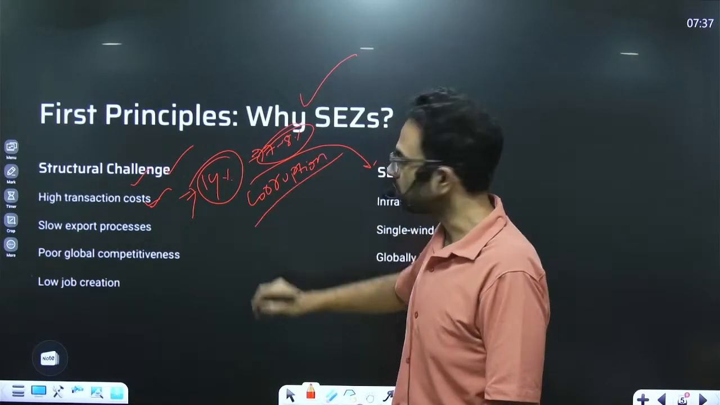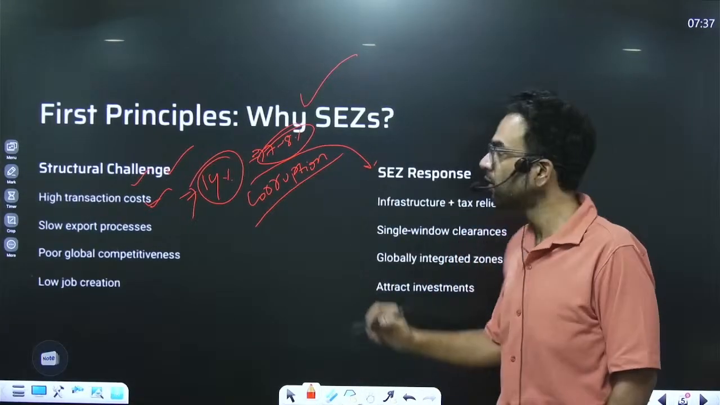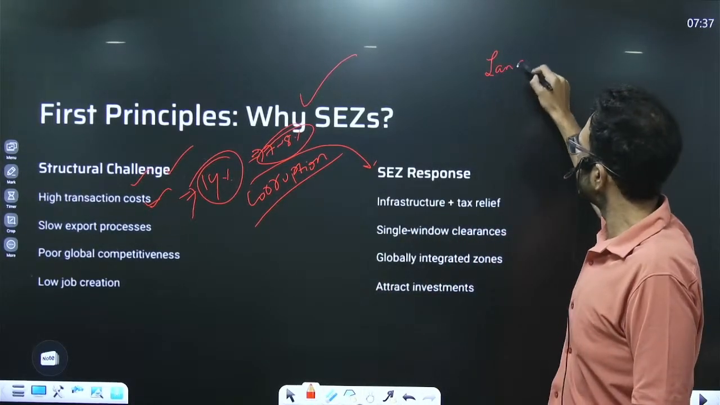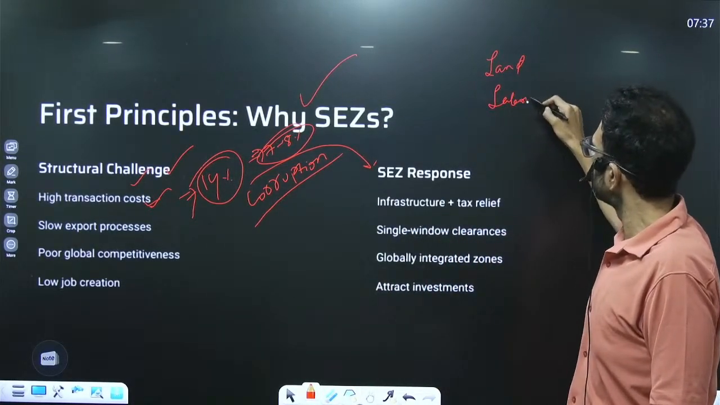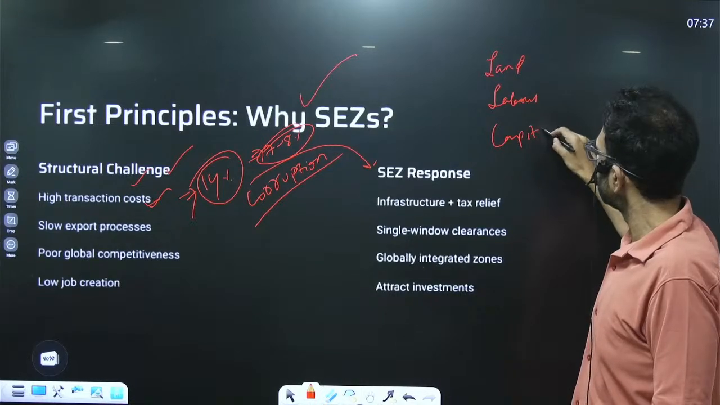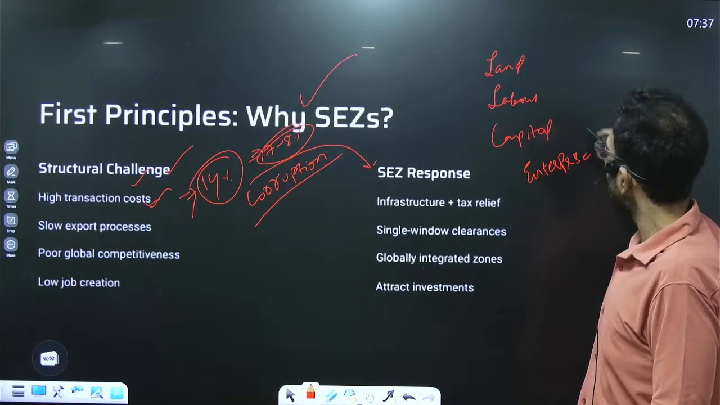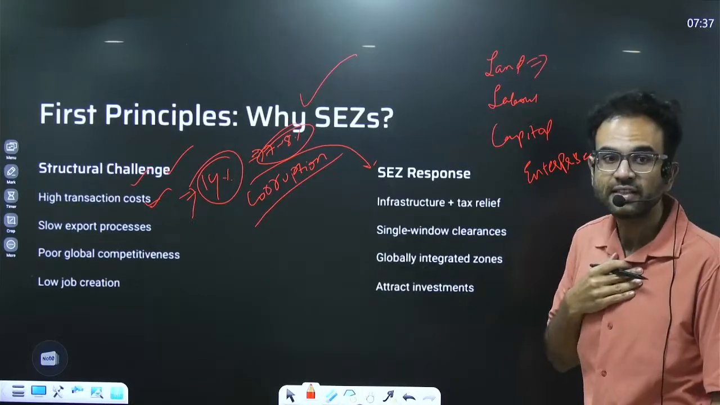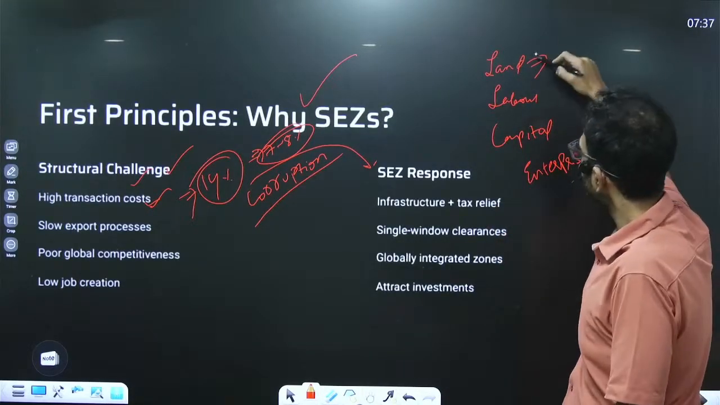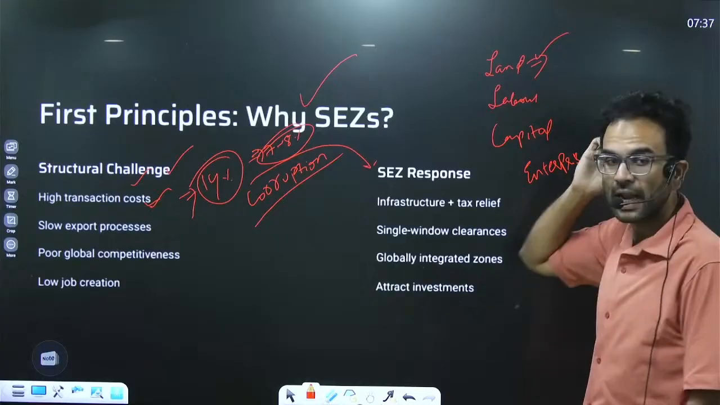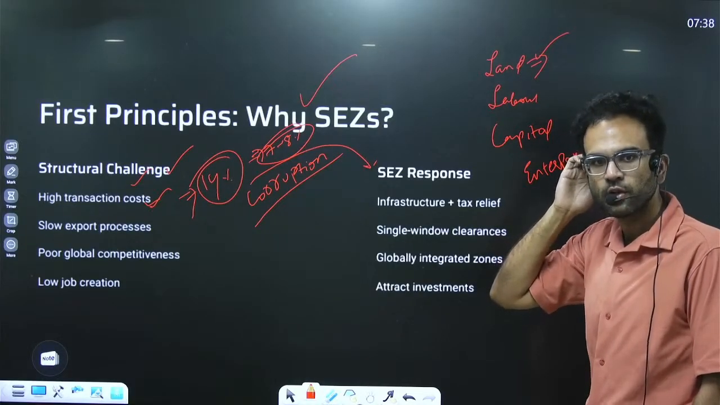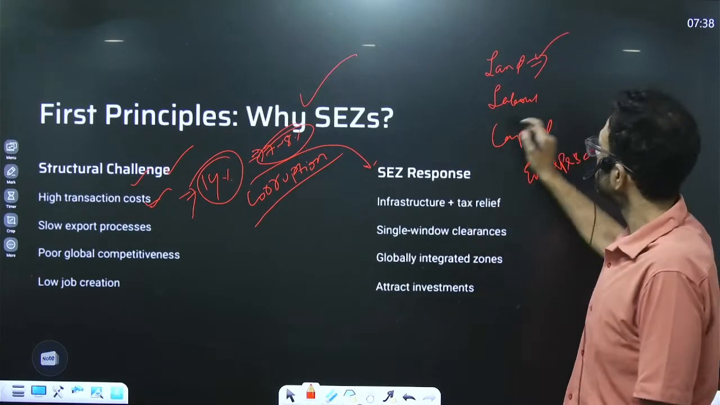Corruption at every stage. What are the factors of production? Land, labor, capital, enterprise. Okay? Land clearance. It is a state subject. That is a big problem. There are no land records properly. A lot of litigation.